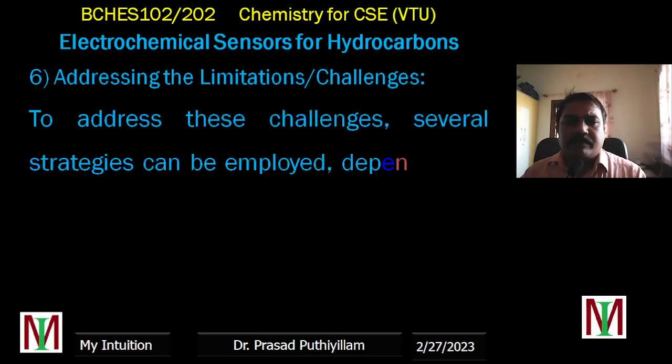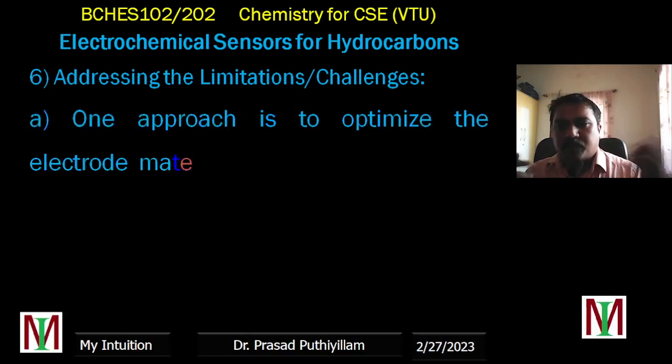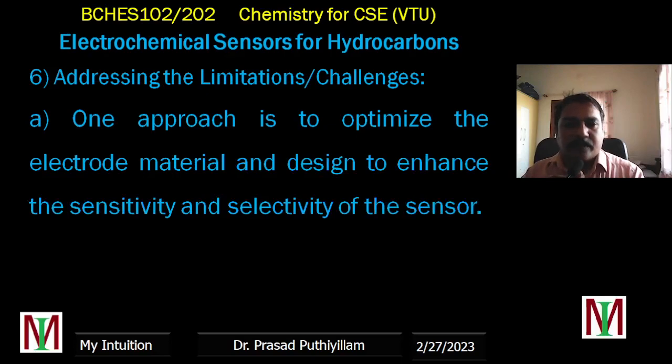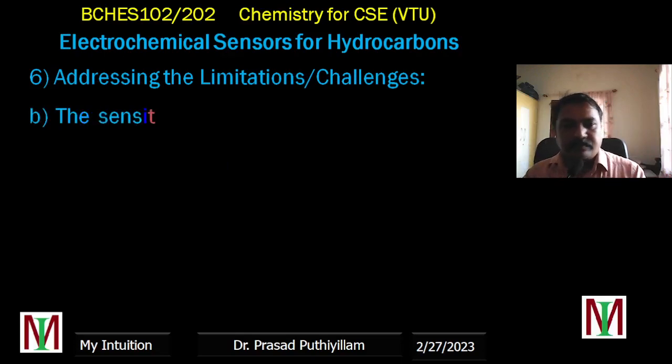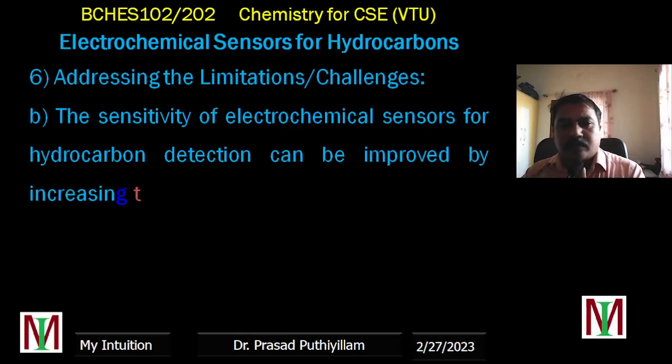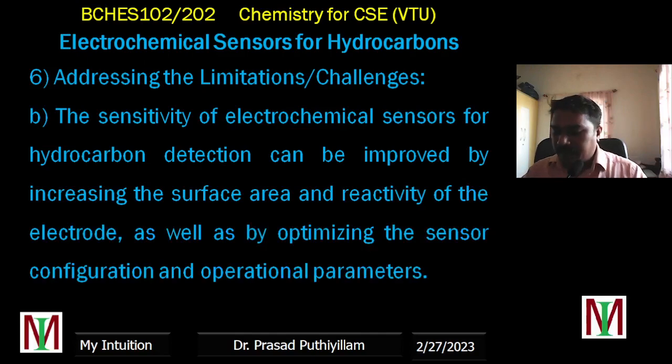To address these challenges, several strategies can be employed depending upon the specific applications. One approach is to optimize the electrode material and design to enhance the sensitivity and selectivity of the sensor. We have to choose a material which is accurate to measure the particular hydrocarbon. So we have to design the electrode material in such a way that it will give better results. The sensitivity of an electrochemical sensor for hydrocarbon detection can be improved by increasing the surface area and reactivity of the electrode, as well as optimizing the sensor configuration and operational parameters.